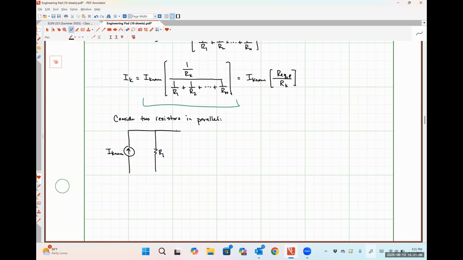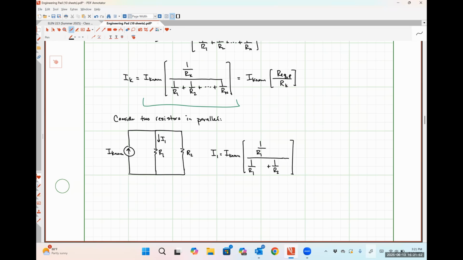Here's R1, and here's R2. Let's call this current here I1, okay? If we use the method that I described above, we would see that I1 is going to be I known times 1 over R1 divided by 1 over R1 plus 1 over R2. Okay.